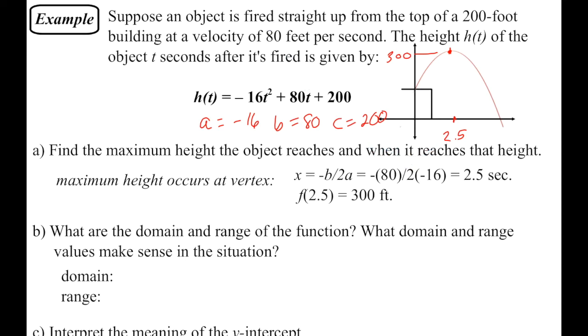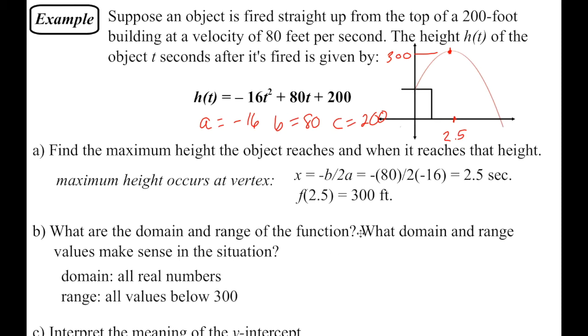So what are the domain and range of the function? Well, we said the domain is all reals, so we're going to leave that as all reals. What is the range? Remember, I have a maximum point. We're never going to get above that. So the range is going to be anything below or equal to 300. It does hit 300, so all values below 300.